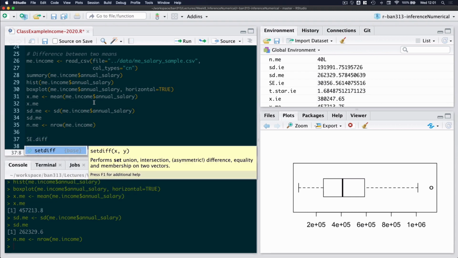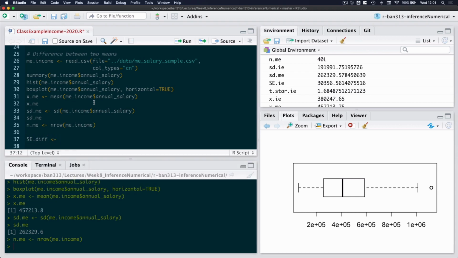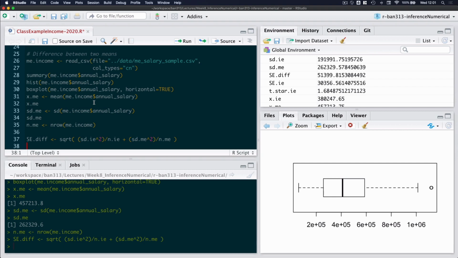Right, if I now calculate the standard error of the difference between these two means, I need to calculate it as the square root. And here I have two terms. The first one is the variance, which is the standard deviation squared, divided by the number of industrial engineering observations, plus the variance of the mechanical engineering income observations, and I can calculate the standard error.